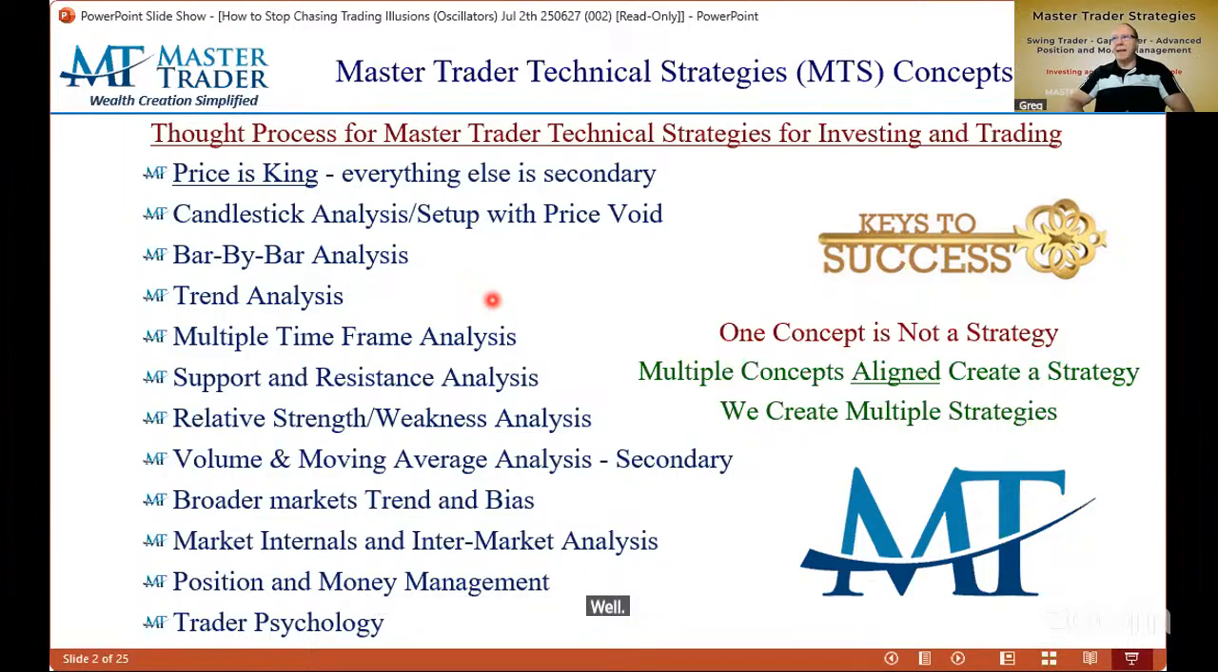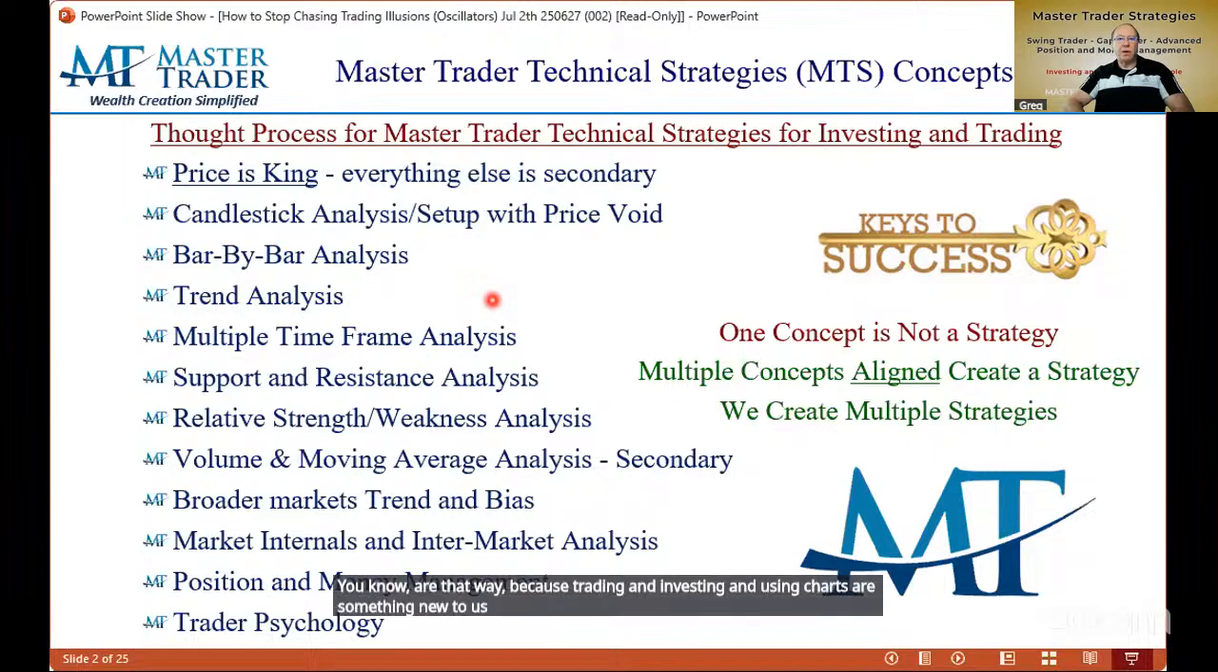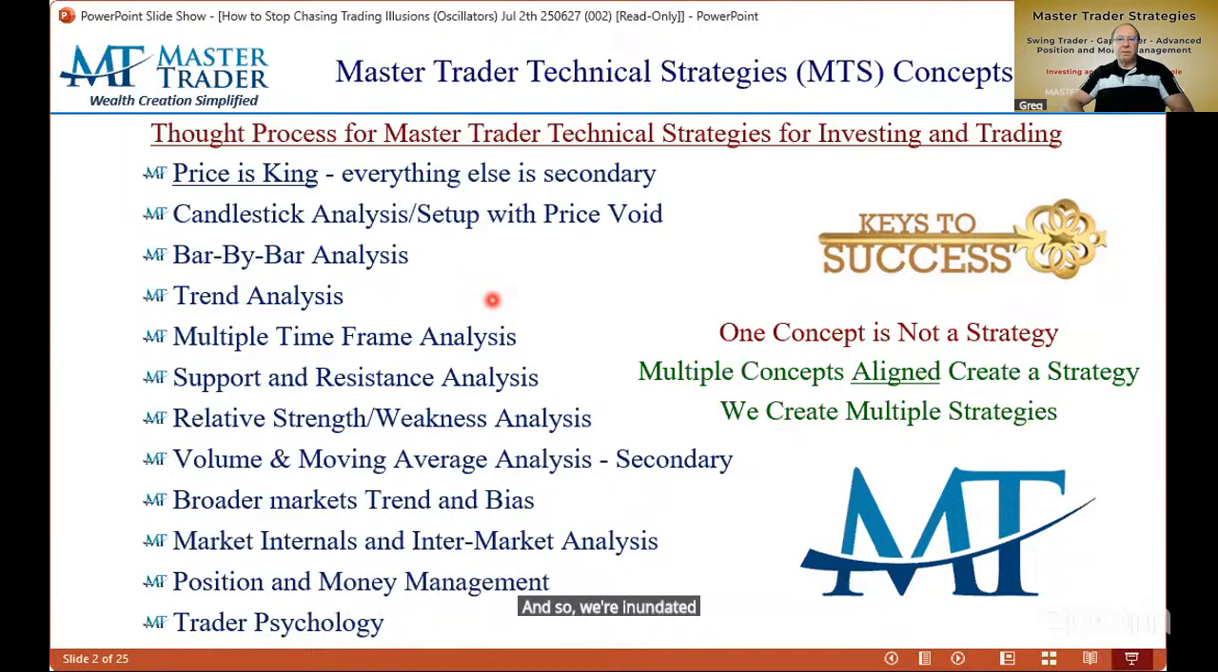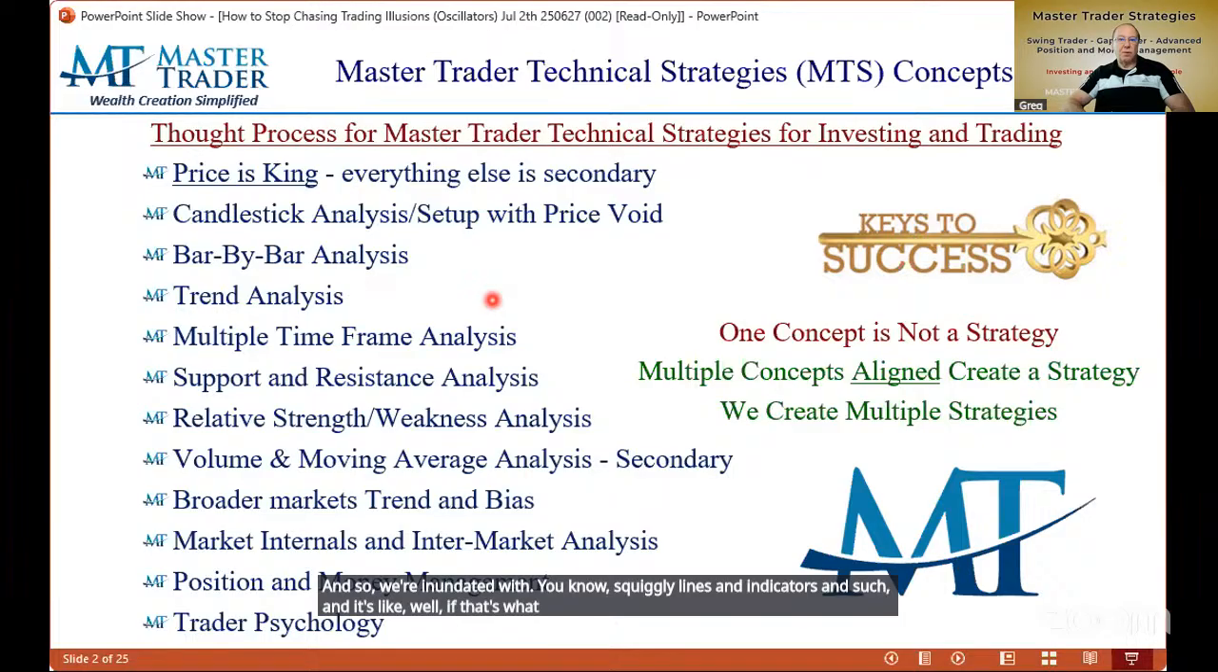Well, at the beginning, I had no idea what to do. I think most of us are that way, because trading and investing and using charts are something new to us, and so we don't know what to do. We're inundated with squiggly lines and indicators and such, and it's like, well, if that's what everybody's doing, that must be the way. Otherwise, they wouldn't do it.